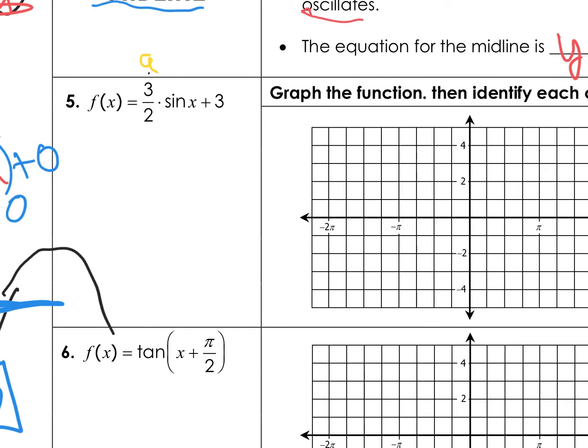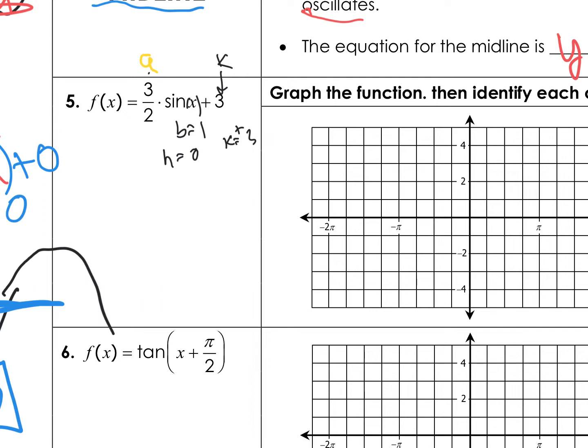As I said, a is 3/2. Now look at the b. I don't see anything with a b, so b must be a 1. h, I don't see anything else in the sine function. So h must be 0. And this number here is my k. So k is 3, and it's a positive 3. So I know exactly what's happening.